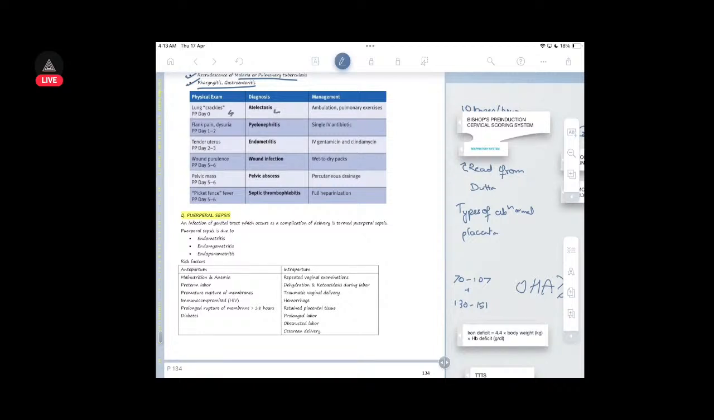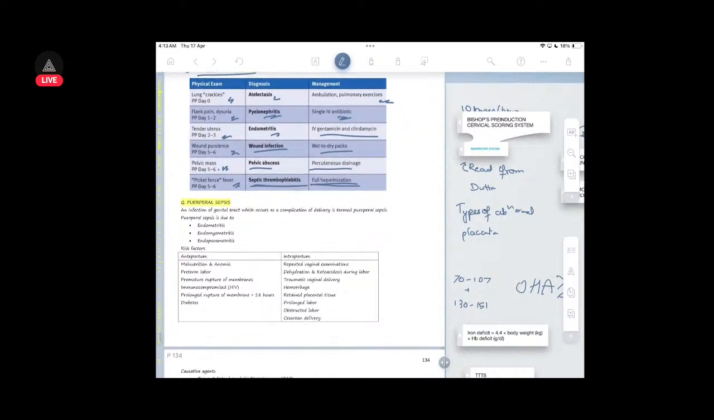So lung crackles, atelectasis: ambulation and pulmonary exercises. Flank pain, pyelonephritis: single IV antibiotic. Tender uterus, endometritis: IV gentamicin, clindamycin. Wound puncture, wound infection: dry to wet packs. Pelvic mass, pelvic abscess: percutaneous drainage. Picket fever, fever on day 5 and 6, septic thrombophlebitis: full heparinization.